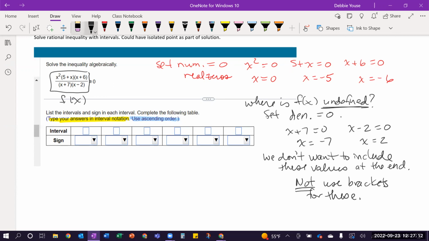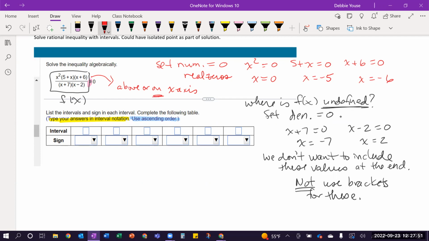Now, why is that important? Because over here, my solution I'm looking for is greater than or equal to. So greater than or equal to means above or on the x-axis. That's what we're looking for, the greater than or equal to. However, for the on the x-axis part, I'm not going to use -7 and 2, but I might have other values depending on what's going on for my real zeros that I have.